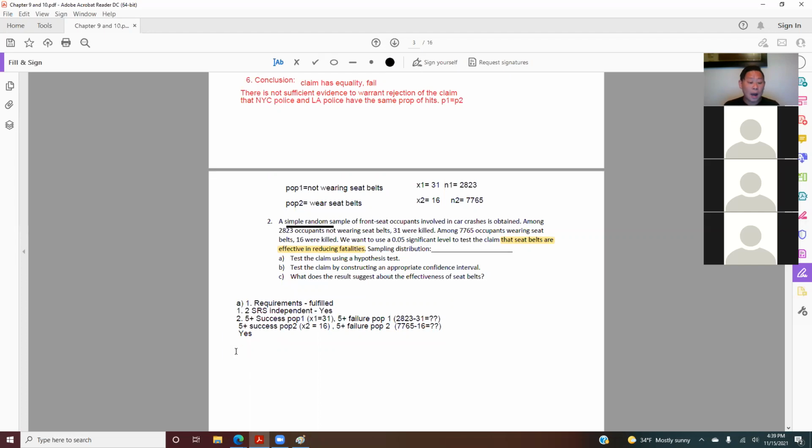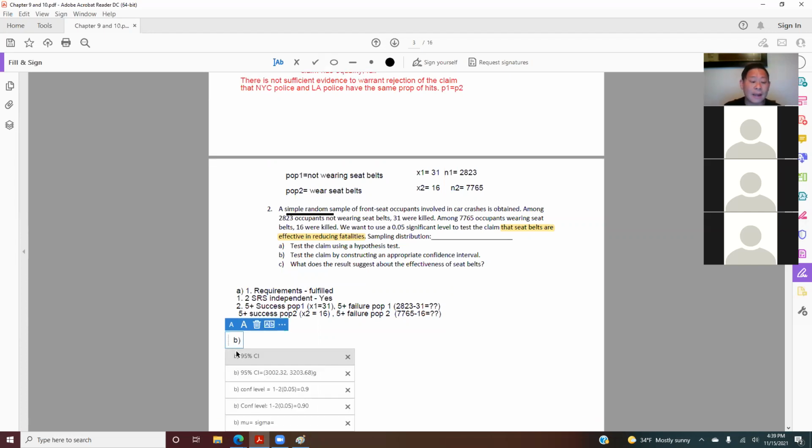Okay. So we're going to do the second step, which is to write your hypothesis statements. In order for you to write your hypothesis statement, again, you can use H0, which is the null hypothesis, and H1 or HA, which is the alternative. Now, this is the one that you need to be careful with. The null hypothesis, as you know, always uses equal to. So P1 equals P2: the rate of people who died among those not wearing seatbelts is the same as among those who wear seatbelts.